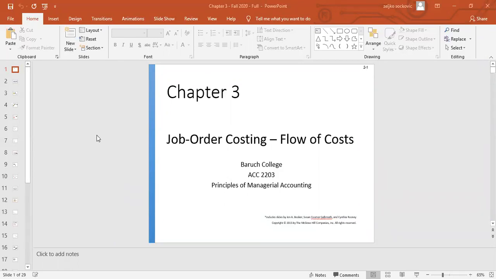So this is chapter 3, job order costing flow, right? This is how our cost will flow through our accounts in this chapter. So this is where we learn how our costs will flow. This is kind of a continuation of chapter 2. It used to be covered actually together with chapter 2, but now it's split into 2 chapters.